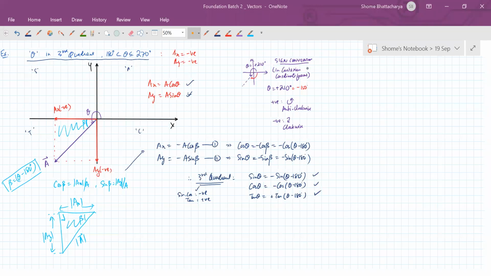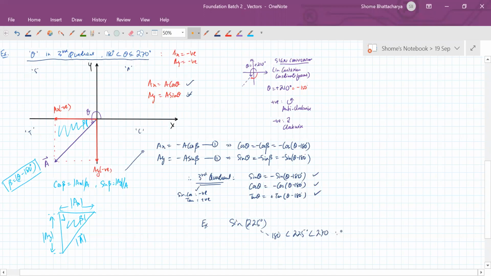So again, you understand the logic of this very clearly from vector algebra, that why in the third quadrant we have this formula. So for example, if I ask you to calculate sine of, let us say, 225 degrees. You'll understand that 225 is in between 180 and 270, so it's in quadrant 3. So you'll apply this formula. Correct answer: this will be minus of sine of 225 minus 180, so it will become minus of sine 45 degrees, so it will be minus 1 by root 2.